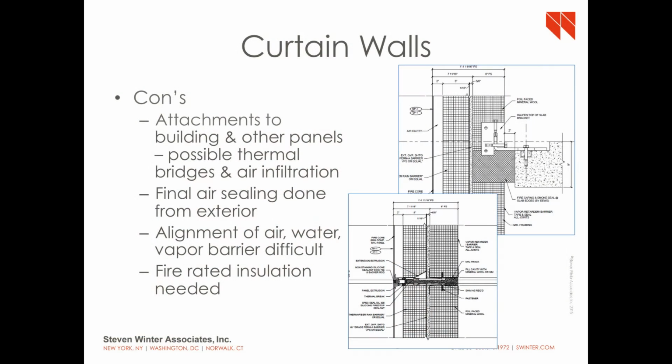You know, the pros are the continuous insulation on the exterior of the building, and then the panels are constructed in the factory, so you have less variability in the field. There's a little bit more quality control until you get them on site. The cons are attachments to the building and other panels. So how do you make sure that that air seal is tight? And how do you work out the air barrier transitions in that building? The final air sealing is generally done from the exterior. Once the building is all complete, all the walls have been hung, then somebody strings down the building on the outside and caulks all those seams.